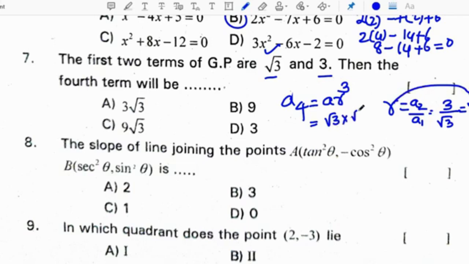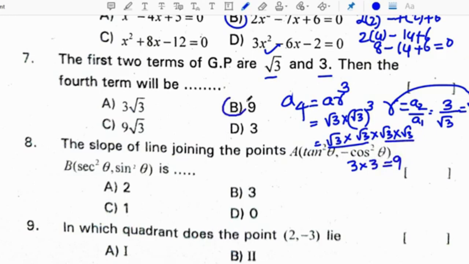A is root 3, R is root 3, whole cube. So root 3 into root 3 should be multiplied here 3 times, 3 into root 3 into root 3. Root 3 into root 3 is 3. Again root 3 into root 3 is 3. 3 threes are 9. The correct option for the seventh question is B.